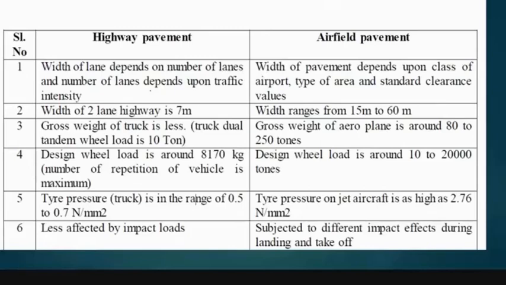So here, the width of a 2 lane highway is 7 meter. In case of airfield, the width ranges from 15 meter to 60 meter. As I have mentioned, because of aircraft size, obviously you need to go for the larger width of the pavement. Gross weight of the truck is very less compared to that of the aircraft. So here the dead weight of truck is hardly some 2 to 5 tons, but the dead weight of aircraft itself is high.